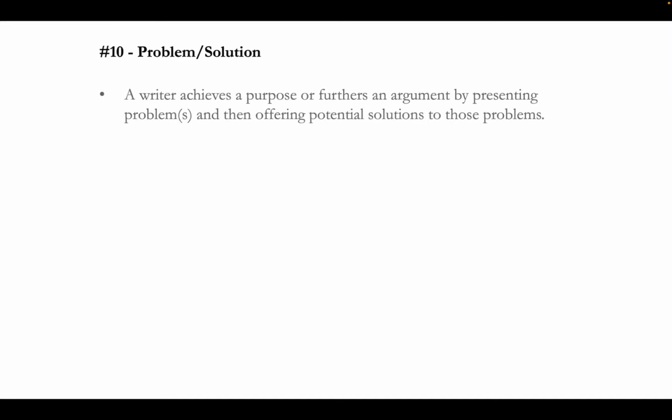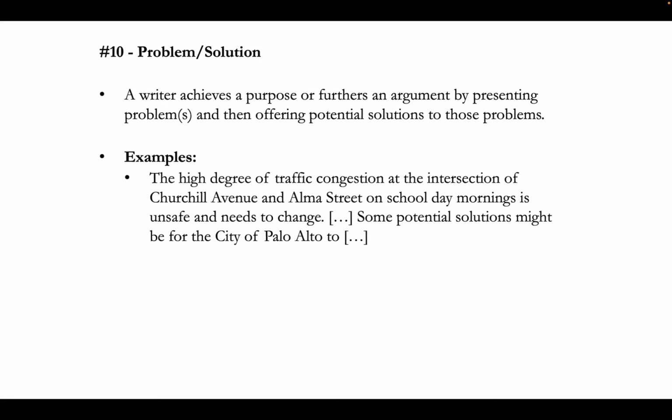All right, and number 10 is problem solution. A writer achieves a purpose or furthers an argument by presenting problems and then offering potential solutions to those problems, usually in that order. Some examples. A high degree of traffic congestion at the intersection of Churchill Avenue and Alma Street on school day mornings is unsafe and needs to change.